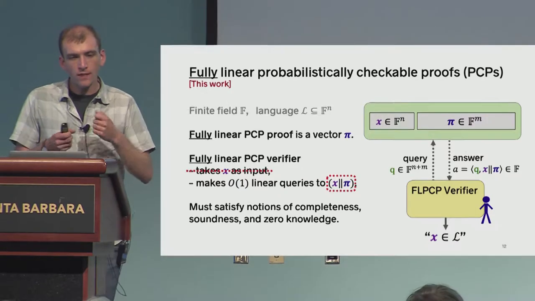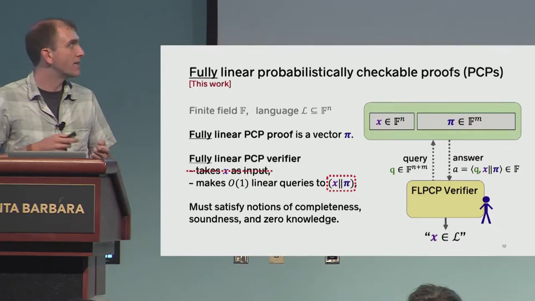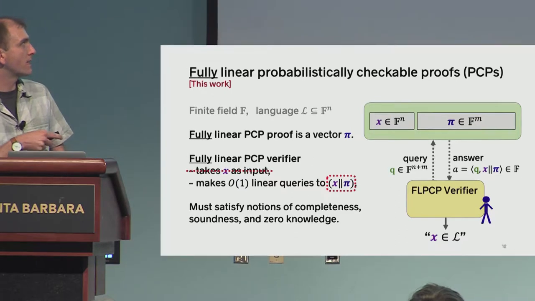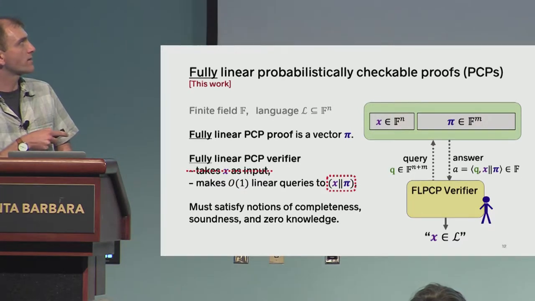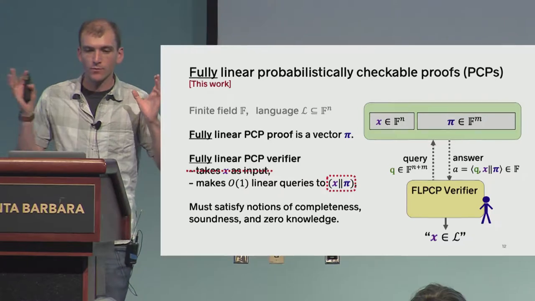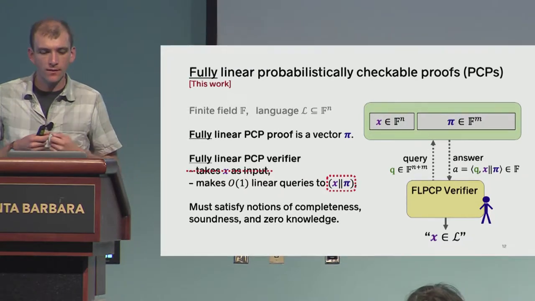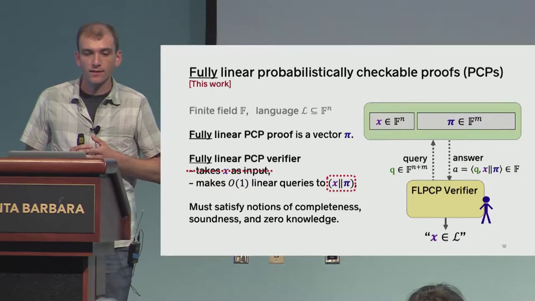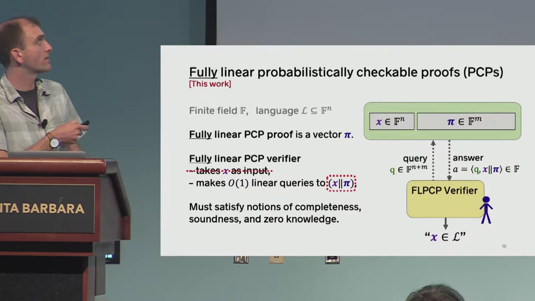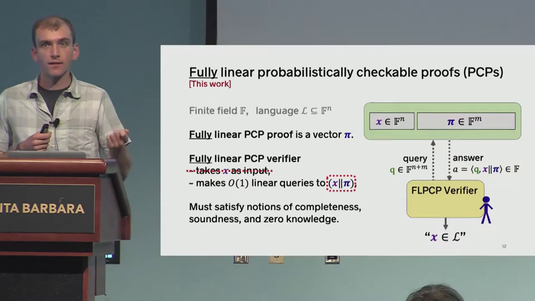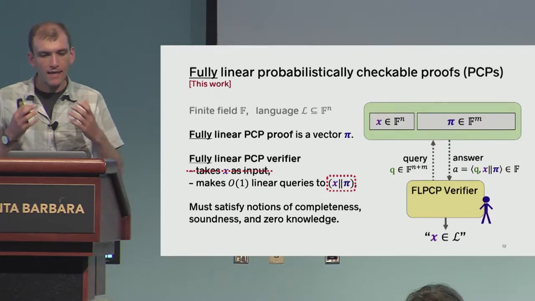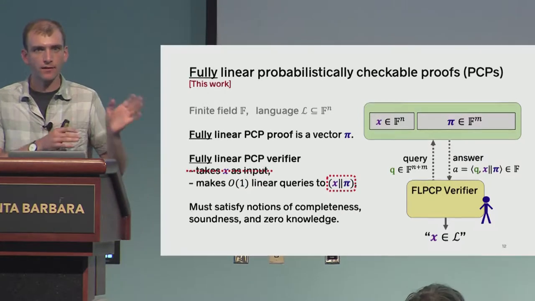So what a fully linear PCP verifier does is it outputs some queries. It gets to make linear queries, but its linear queries are to the combination of the input and the proof. And after making a constant number of these linear queries, the verifier is supposed to decide whether this X, to which it has only implicit access through this oracle, is either in the language or not. And again, we can define completeness and soundness and zero knowledge in this setting.